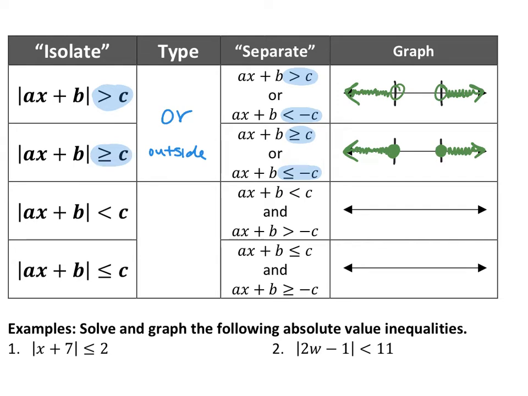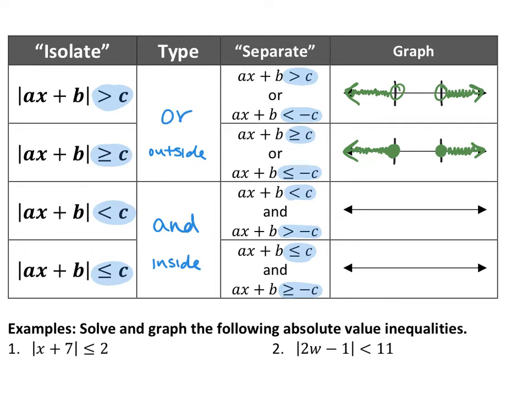Yes? Okay, on the other hand, if you have these two symbols, these are both the less thans. The less thans are my and statements. That's when we're going to color on the inside or between them because they're and statements. When you separate them, you would separate them into exactly what you see and then flip both the inequality and the sign. That's super important, that you remember to flip both the sign and the symbol.